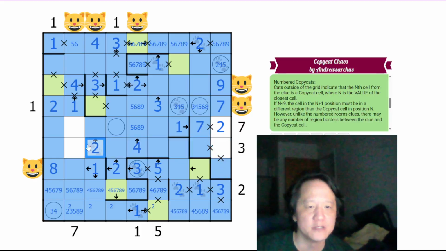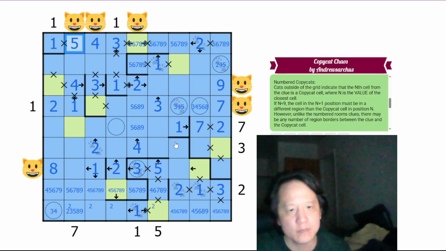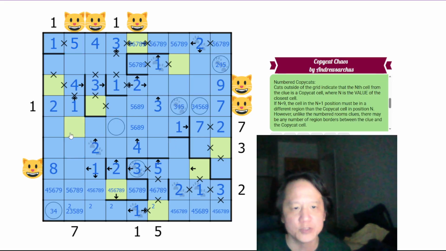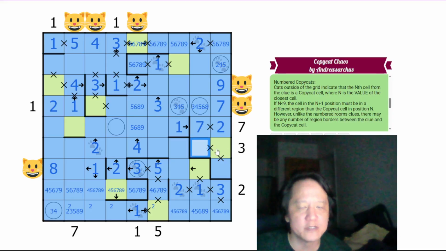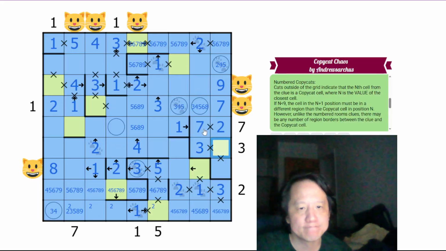It cannot be 2 because of 2 in the row. So this cannot be a natural 2. So this has to be copycat, which means this is not copycat, and that's not copycat. So this is copycat here, which is 5 away. And there must be a border between the 5th and 6th cell. 3 must be the second digit, so this is 3. And we have 8 ones. So the last one has to be in a certain position, which is there.